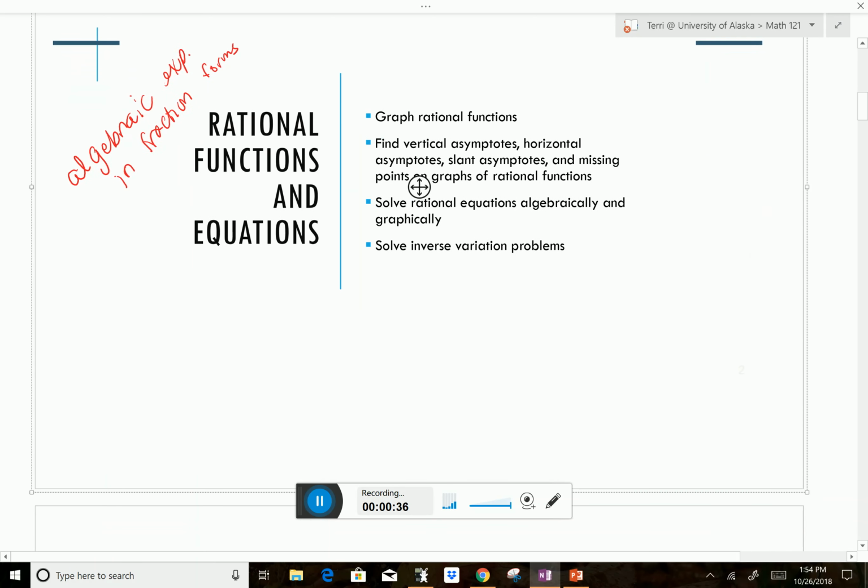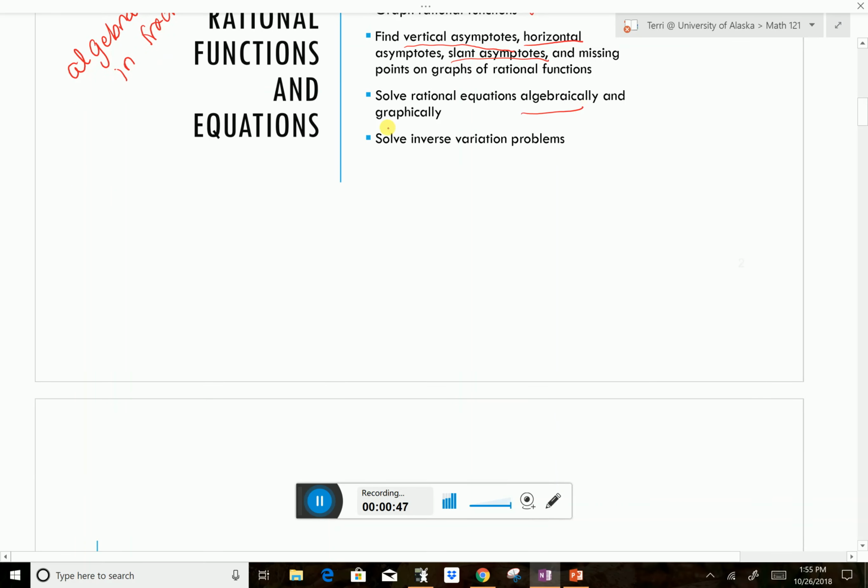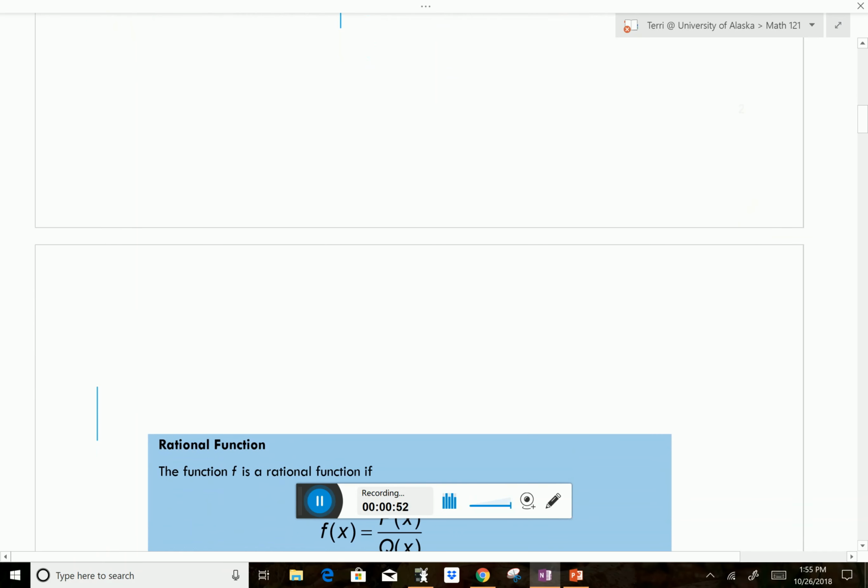We're going to graph rational functions. We're going to talk about vertical asymptotes, horizontal asymptotes, slant asymptotes, all of these things. So we're going to solve rational equations algebraically and graphically. Don't forget that you can do that. And we're going to solve some inverse variation problems.